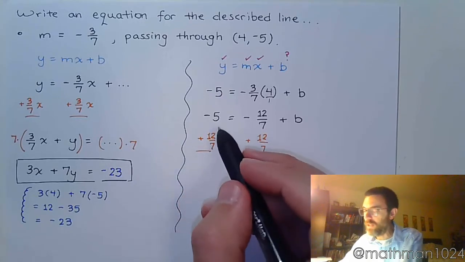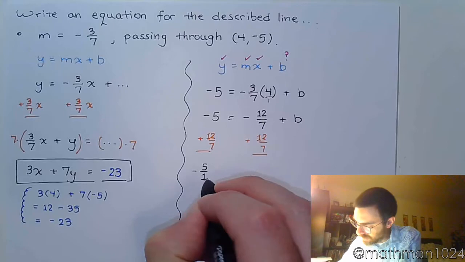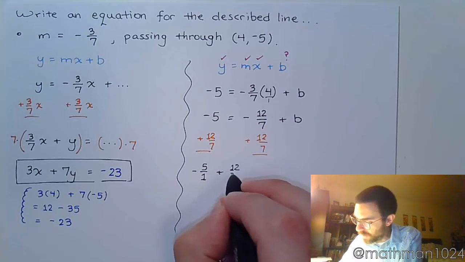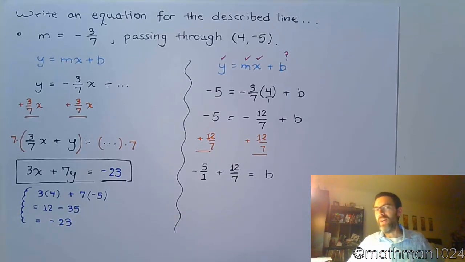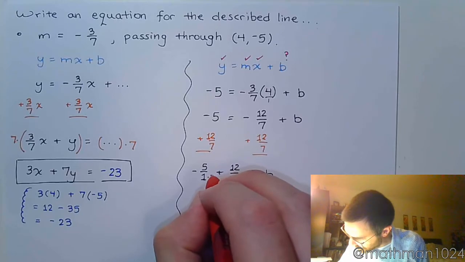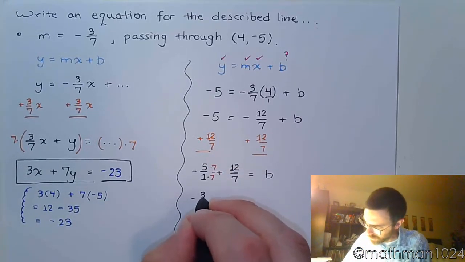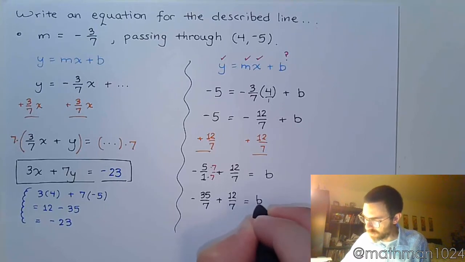So one of the problems we run into is that these guys are not fractions with like denominators. So we do have to address that issue. To prepare for that, I'm going to go ahead and write that as negative 5 over 1. And this guy is missing this factor of 7, so it can be just like the other one. So negative 35 over 7 plus 12 over 7 equals b.